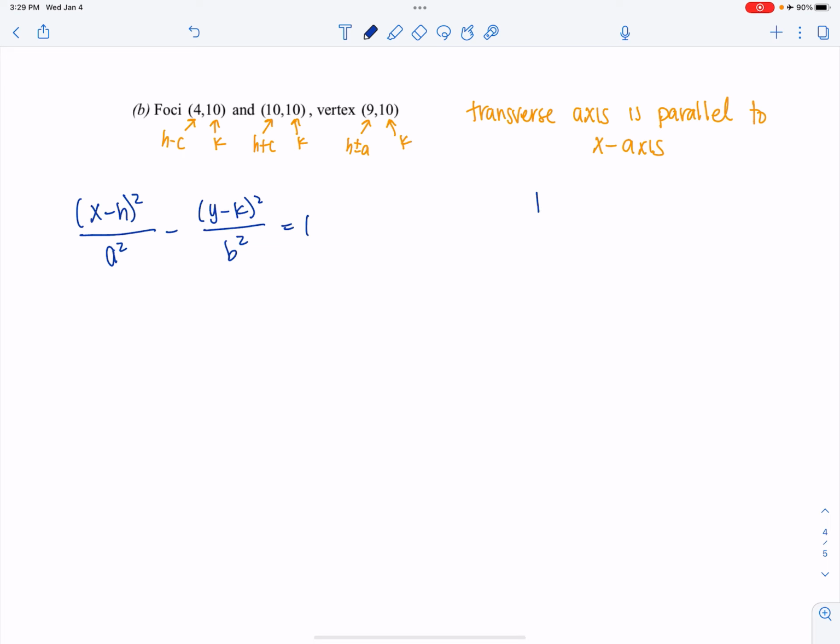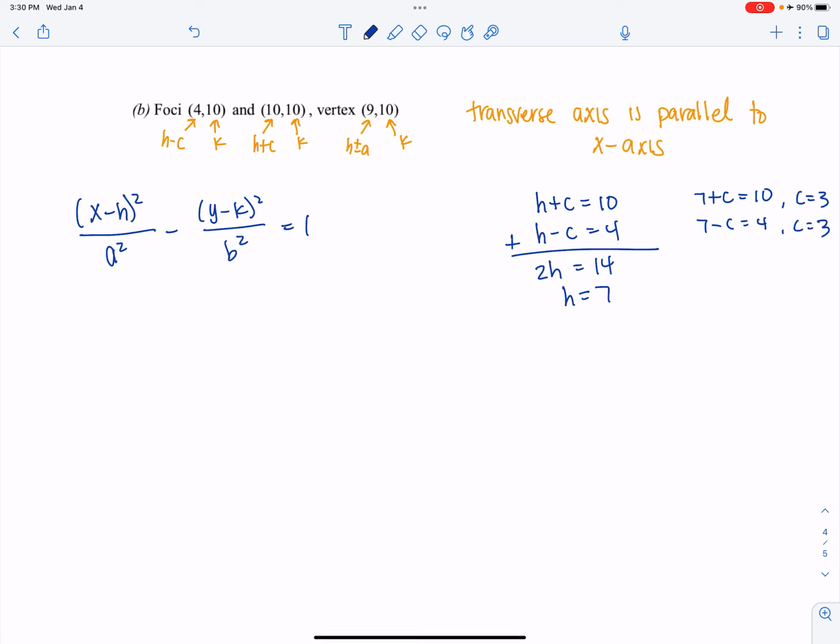If we have h plus c equals 10 and h minus c equals 4, and we add these two things together, we get 2h equals 14. So h equals 7. And if h equals 7, 7 plus c equals 10. So c equals 3. And we can double check that here. 7 minus c equals 4. It's still 3, so that's great.